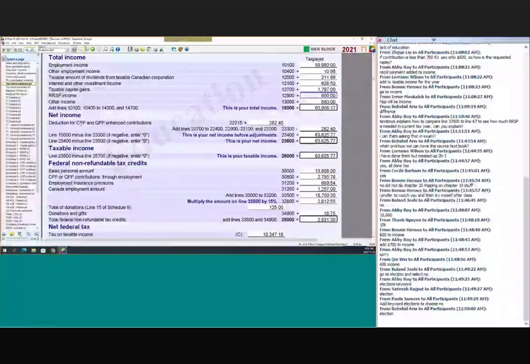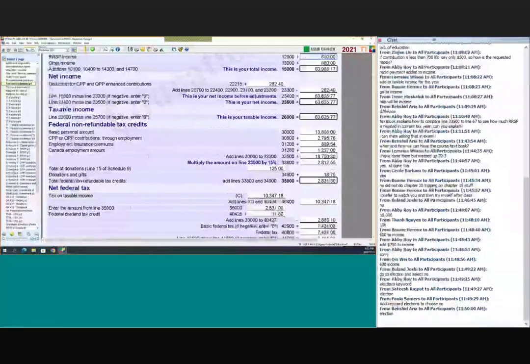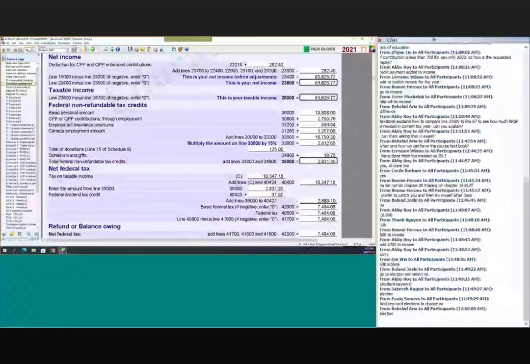Let's go to deductions. We have a deduction for the CPP enhanced. You'll notice there's no deduction for RSP because that had to be applied to his home buyer. So his taxable income is $63,625.77.